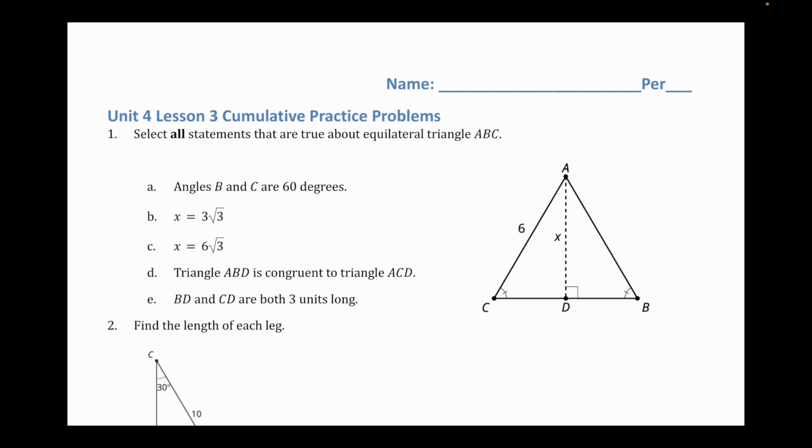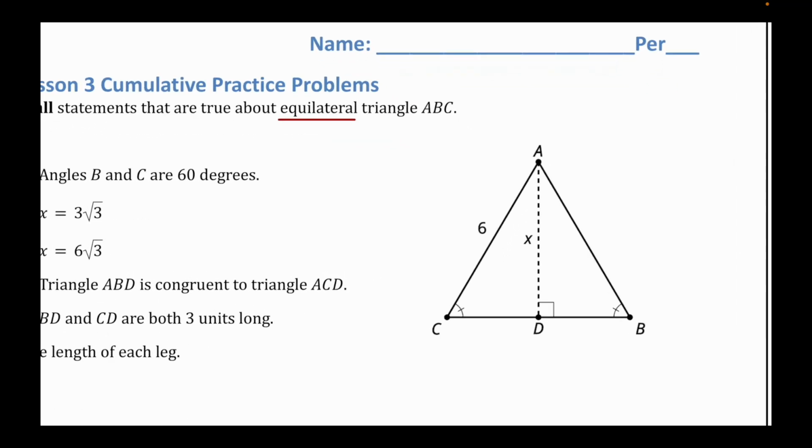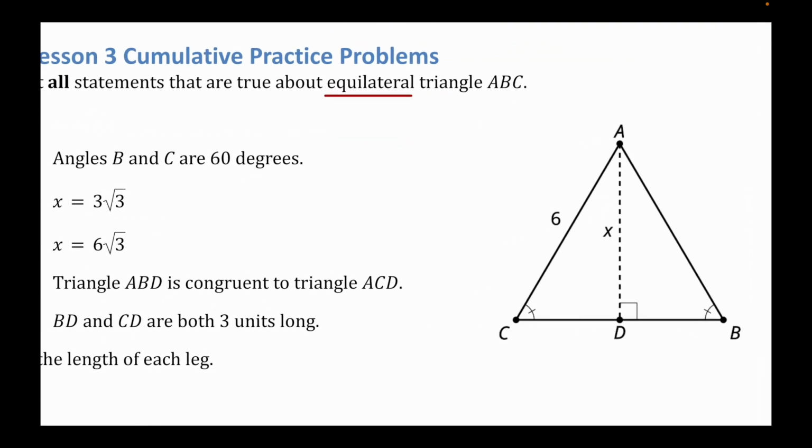So looking at our first question, we want to select all statements that are true about equilateral triangle ABC. So they're telling me it is equilateral, so I want to know all statements that have to be true. Now they're giving me that the side length here is 6. So you'll notice they put a 6. And then they're telling me that this height of the altitude is x.